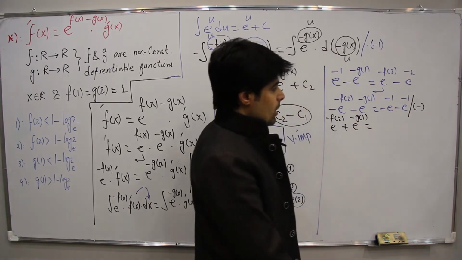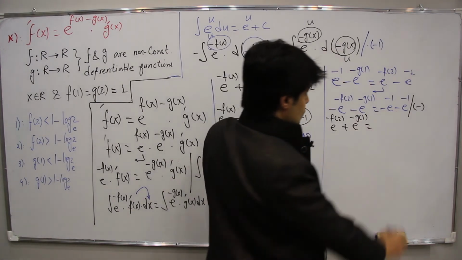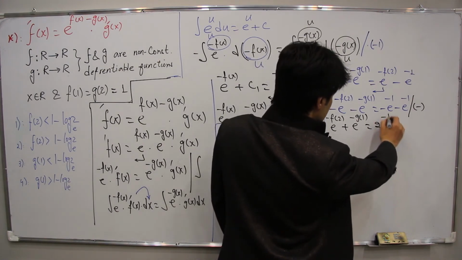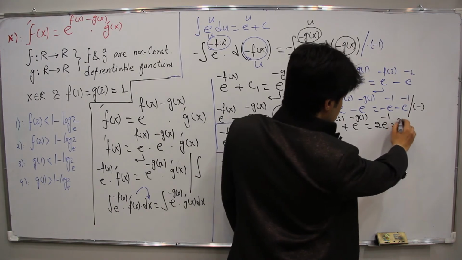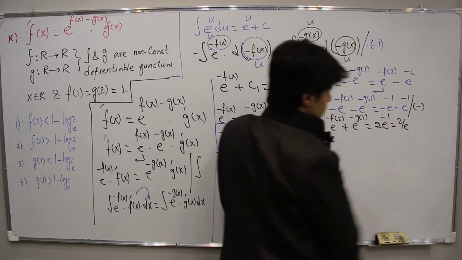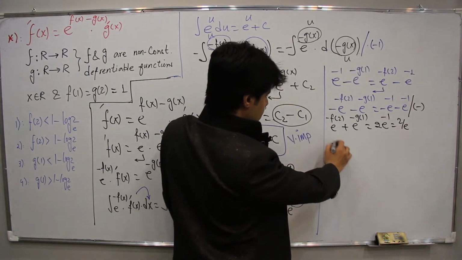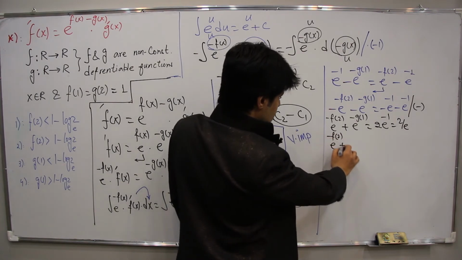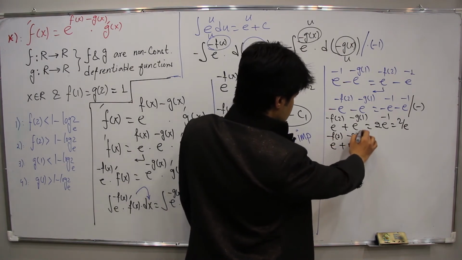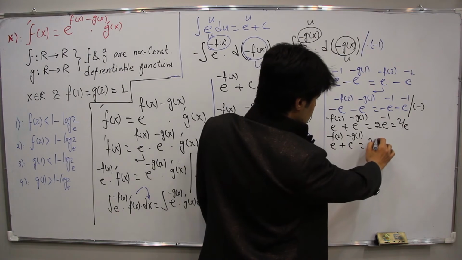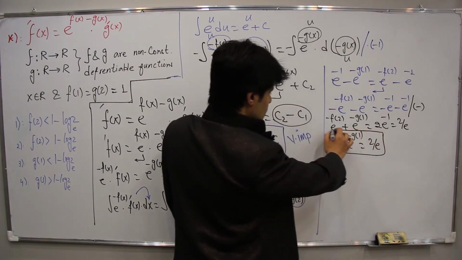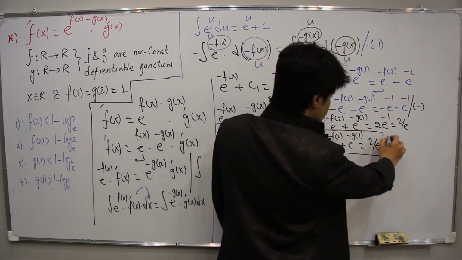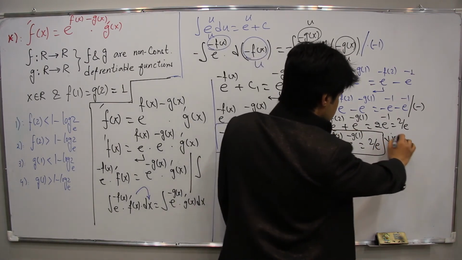How many e to the power minus 1 we have? 2. 2e to the power minus 1. And it means 2 divided by e. Now we have e to the power minus f2 plus e to the power minus g1 is equal to 2 divided by e. We have one important equation in here.